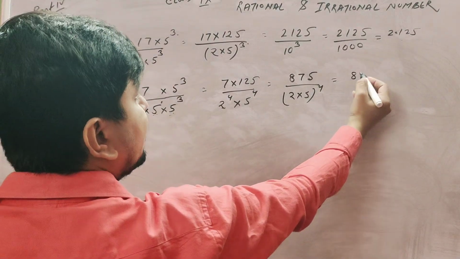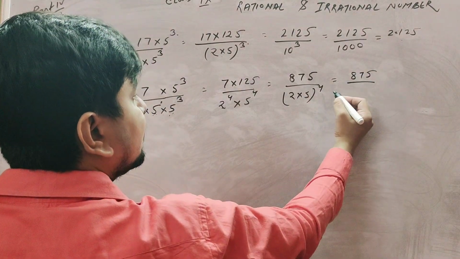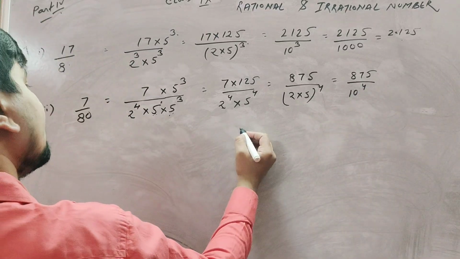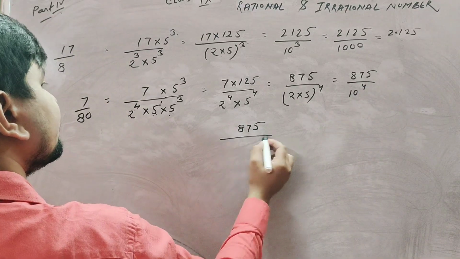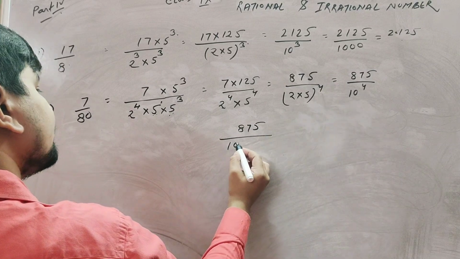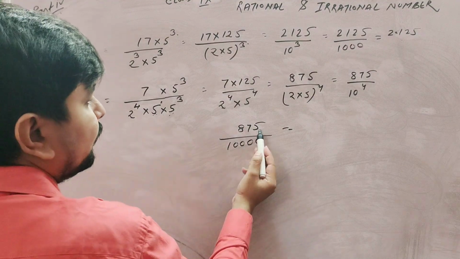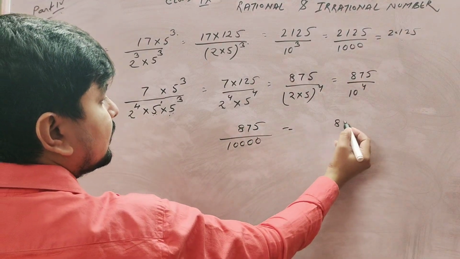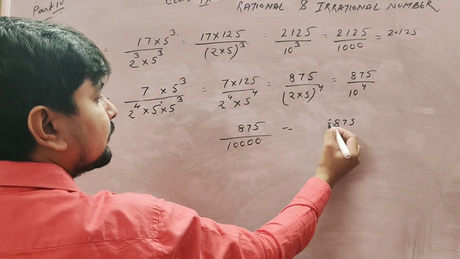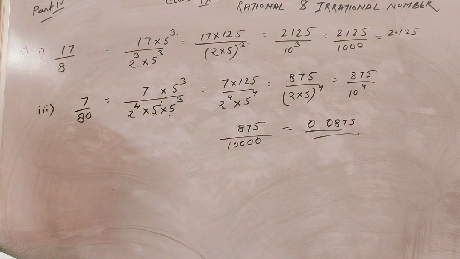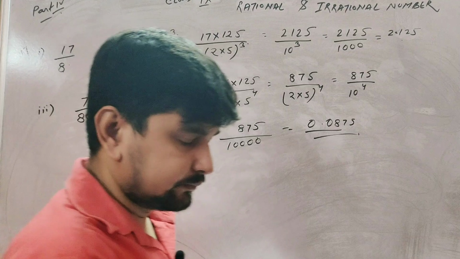Okay, so 875, 2 5s are 10 to the power 4. 875 over 10 to the power 4, that means 1, 2, 3, 4 places. Write in the decimal 1, 2, 3, then 4. This is the decimal form. Okay, note.